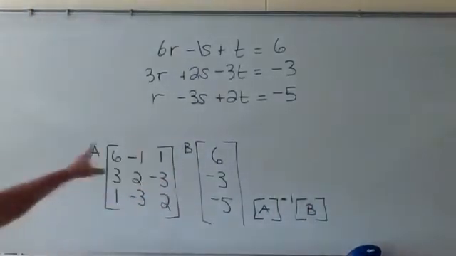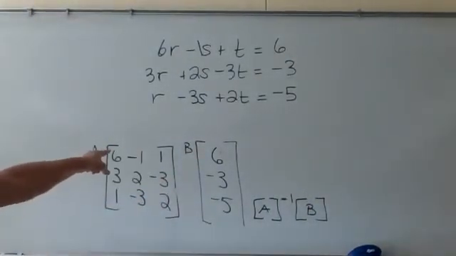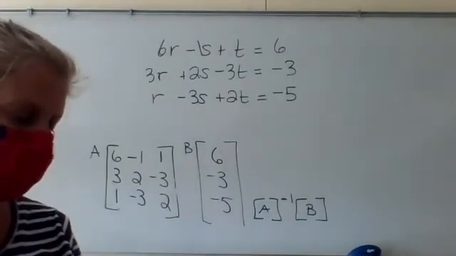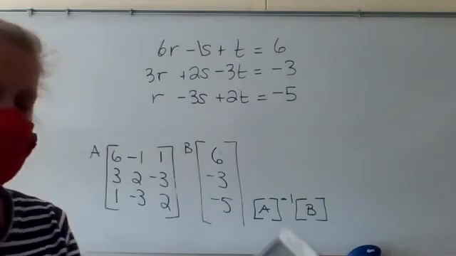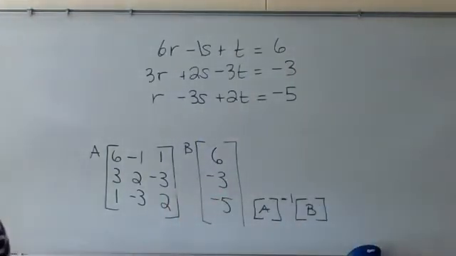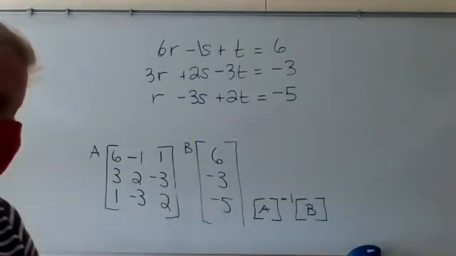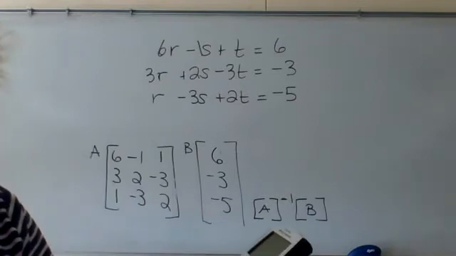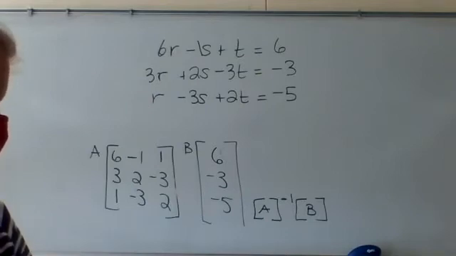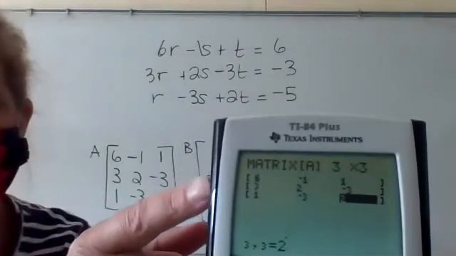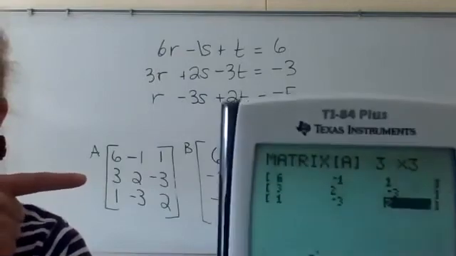My first row, I need to change to 6, negative 1, 1. 6, enter. Negative 1, enter. 1, enter. So 6, negative 1, 1 up top. My second row is 3, 2, negative 3. 3, enter, 2, enter, negative 3, enter. And my bottom row is 1, enter, negative 3, enter, and 2, enter. So make sure that your matrix in your calculator matches the matrix from the problem.